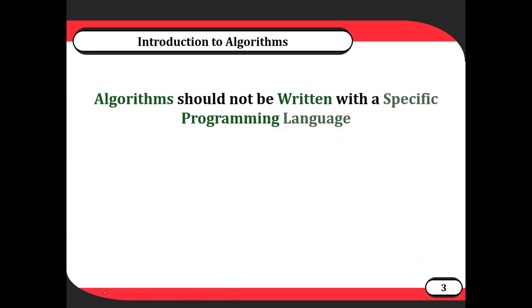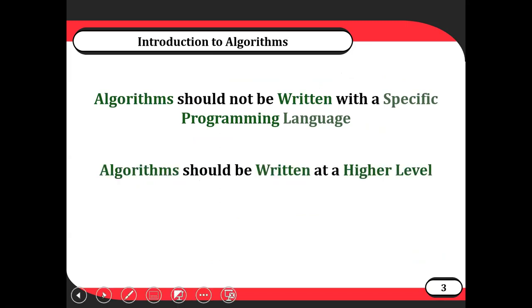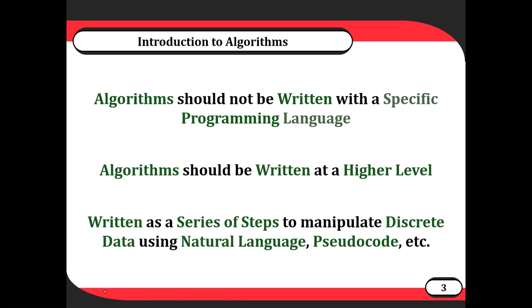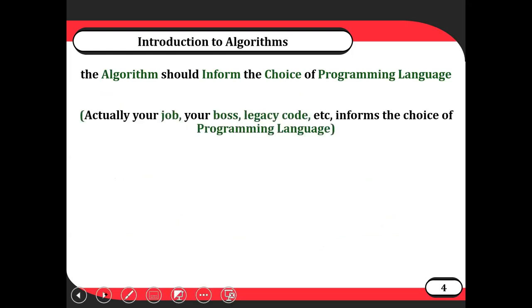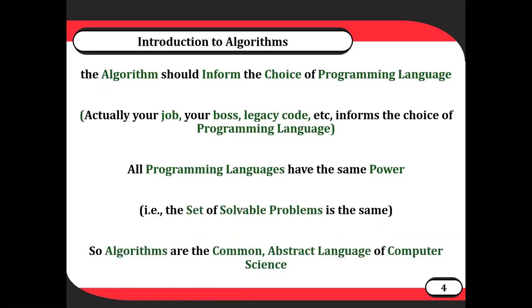When we talk about algorithms, we want to stay away from any specific programming language. They should be written at a higher level as a series of steps to manipulate discrete data. We could describe an algorithm using natural language, pseudocode, or whatever. You could even do it in Java, but that's not really ideal, although it can be useful. The algorithm should inform the choice of programming language, ideally, but actually your job, your boss, legacy code, whatever is going to inform the choice, unless you're starting from scratch. All programming languages have the same power, that is, the set of solvable problems is the same. So algorithms are the common abstract language of computer science. Designing algorithms is a very, very important part of it.